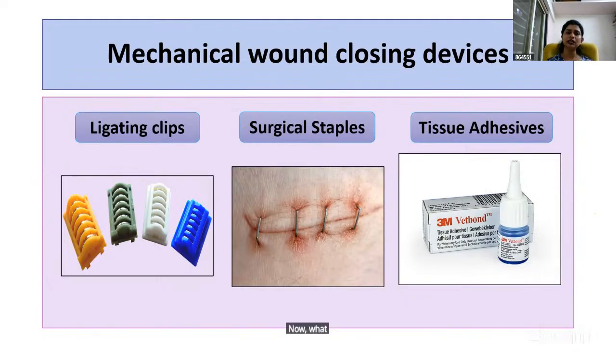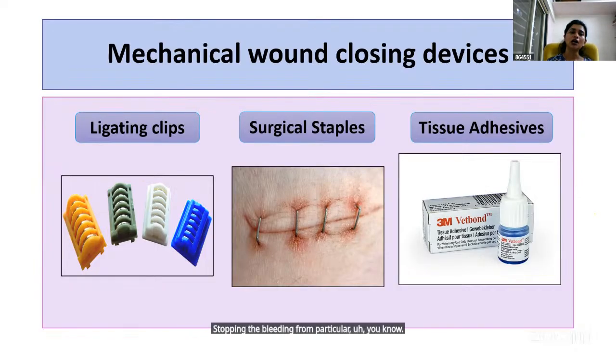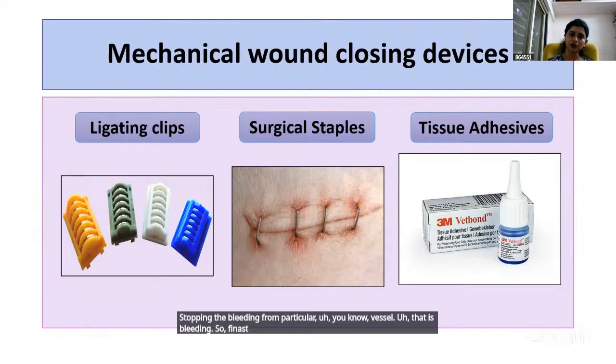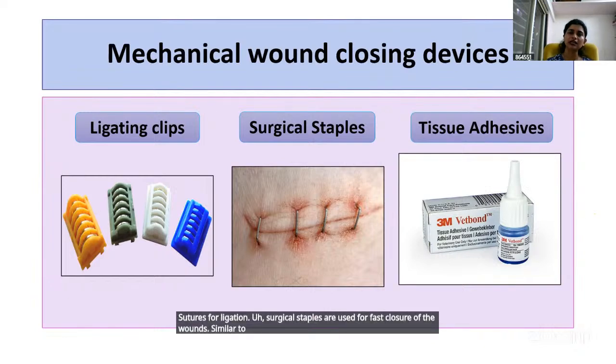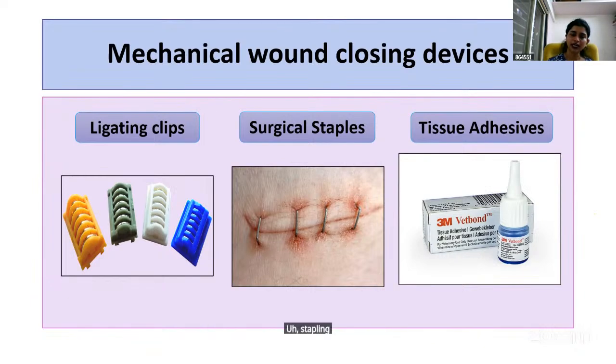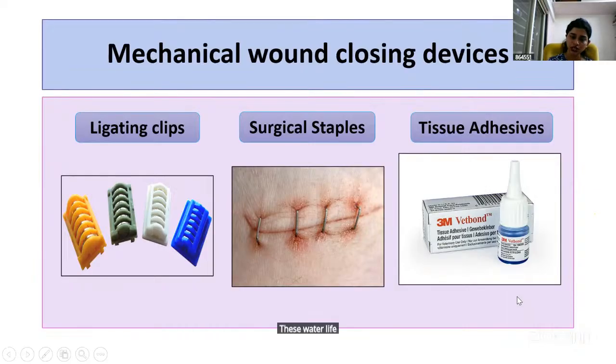Now, what are these ligating clips? Ligating clips are used for stopping the bleeding from a particular vessel that is bleeding. So for anastomosis and vessel ligation, we make use of these ligating clips other than using sutures for ligation. Surgical staples are used for fast closure of wounds. They are similar to the staples that we use for stapling papers, right? And tissue adhesives are also available these days, in tube forms or bottle-like forms, with which we can stick the tissues together, right?